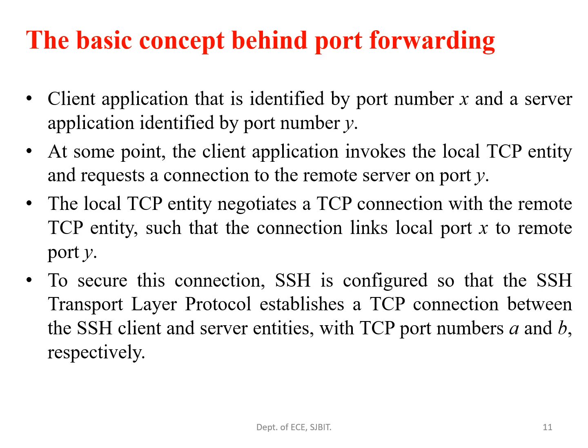That indicates there is a TCP entity there. We are going to consider how to secure this connection. We are going to configure SSH. Secure shell is configured so that the secure shell transport layer protocol establishes a TCP connection between the secure shell client and server entities with TCP port numbers A and B respectively. We will call these the SSH client and server entities.